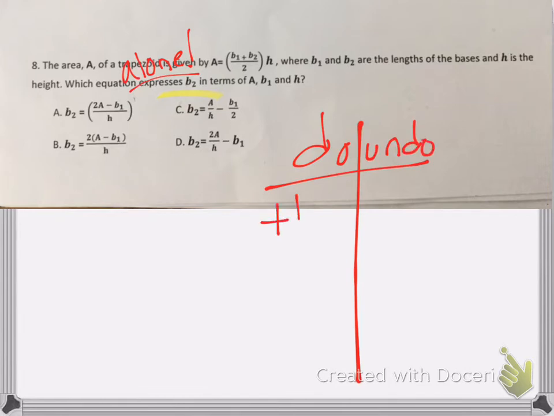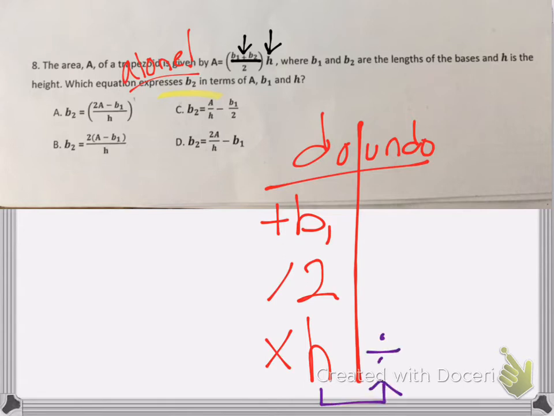and you're going to want to set up another do-undo table. So the first thing that is happening to b2 in the original equation is that it is being added to b1, and you can see that right there. The next thing is that it's being divided by 2, which you can see as the fraction bar. And then it is being multiplied by h, which is happening outside of the parentheses. When you undo this process, the first thing that you would undo is dividing by h, and then you would need to multiply by 2, and then you would subtract b1.